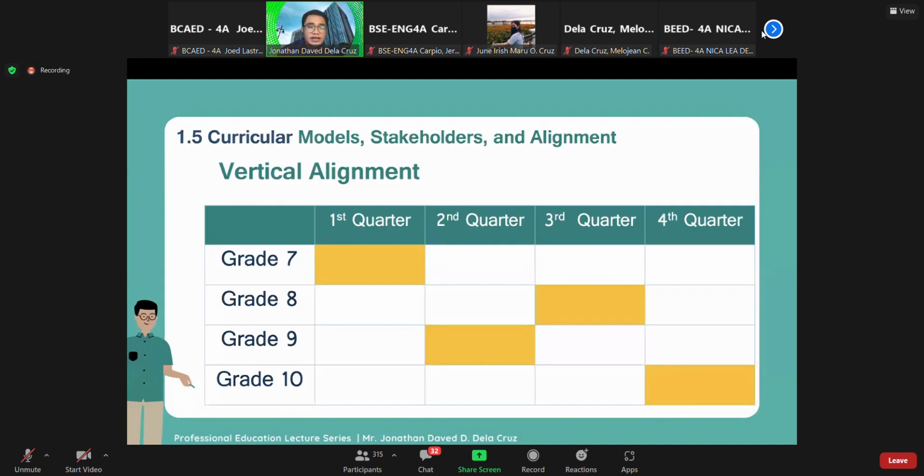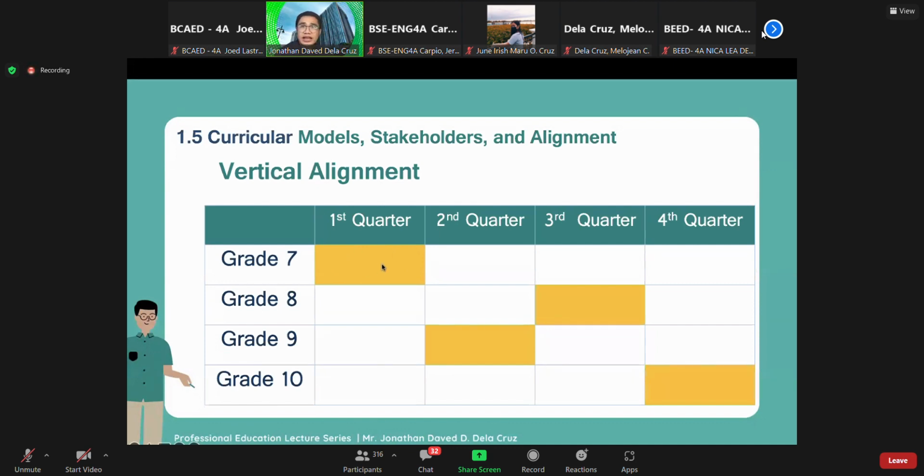So halimbawa, vertical alignment, yung nakikita niyo ngayon sa screen ko, this is first quarter, second quarter, third quarter, and fourth quarter, and then grade 7, 8, 9, and 10. Itong mga parts na may shade na yellow, ayan yung mga parts na may parts ng chemistry.